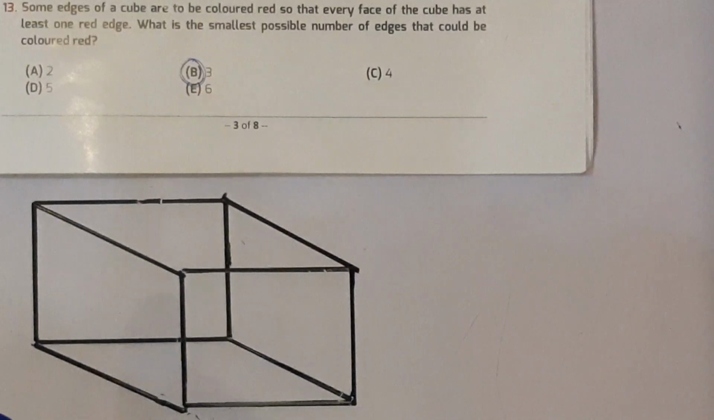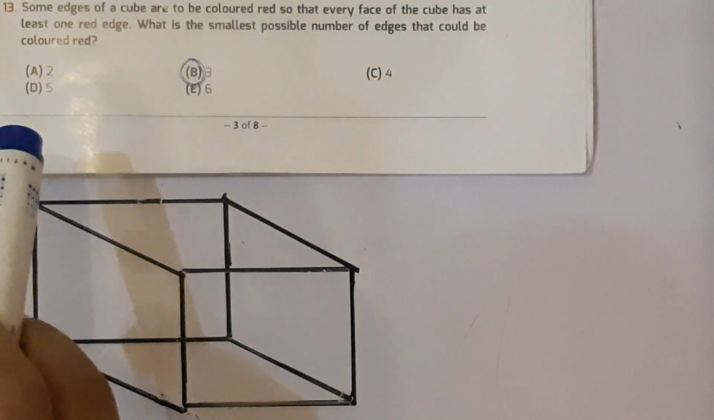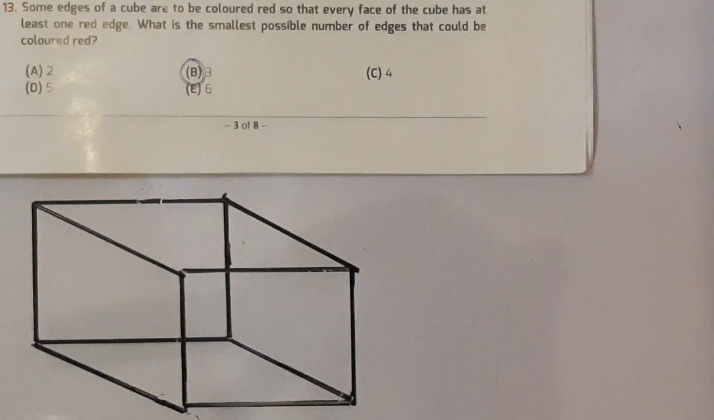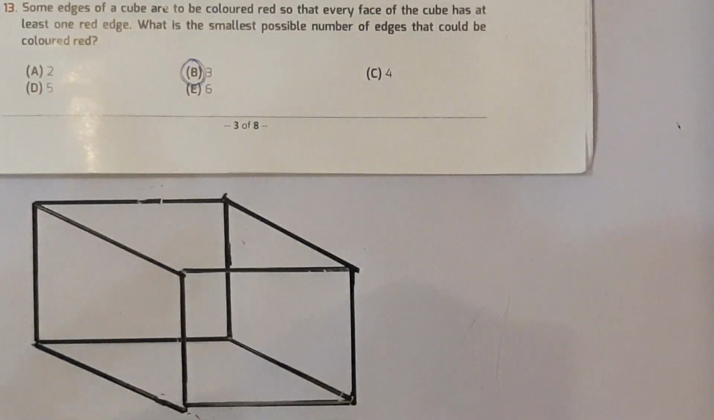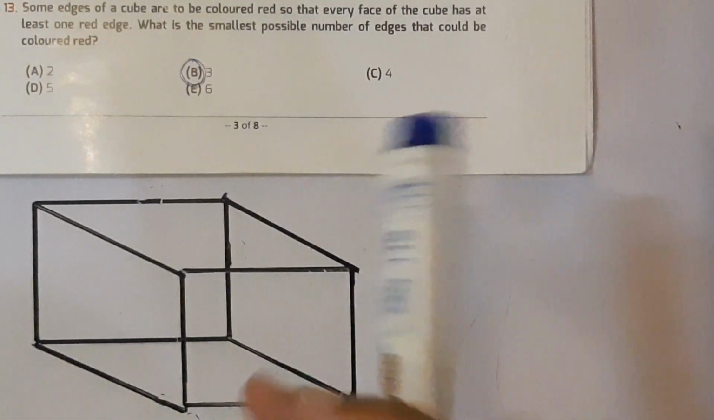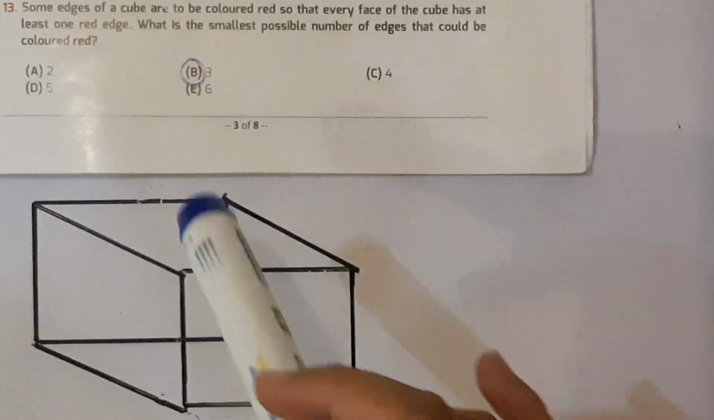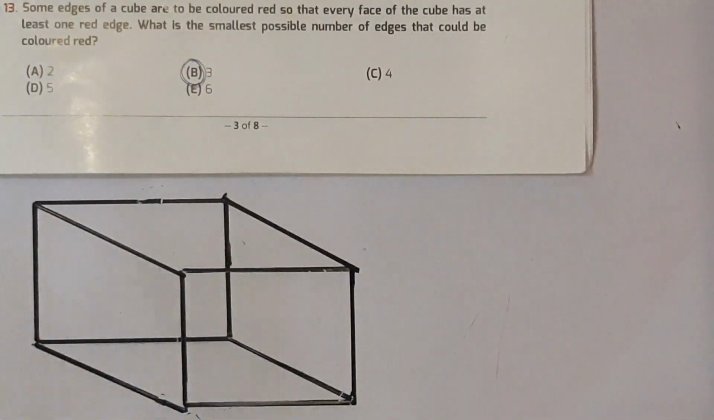I have made a cube and they are asking that some edges need to be colored red, and we have to color the smallest possible number of edges so that every face has a red edge. So we have to find what is the smallest possible number of edges that could be colored red. So we will start solving this question.